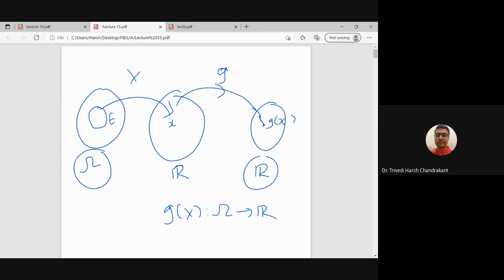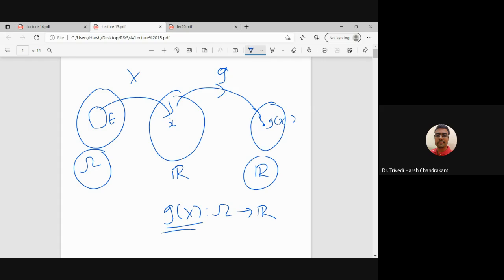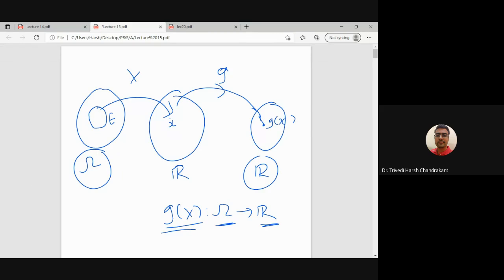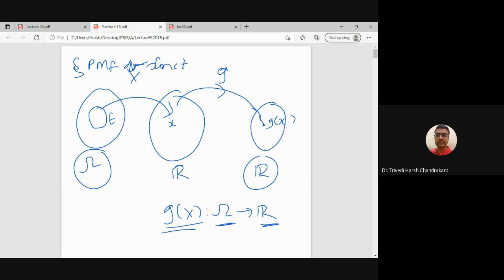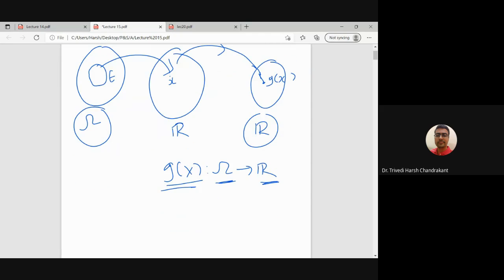So we want to see what is the PMF of this composite random variable. g(X) is a random variable because it is defined on the sample space and it is a real valued function. So in today's class we want to study the PMF of a composite random variable, a function of a random variable. Here the function is g and X is the random variable. So a function of the random variable, g of X, is again a random variable.